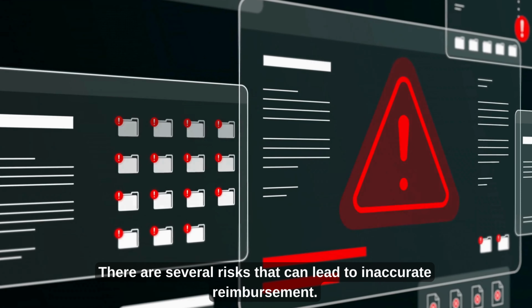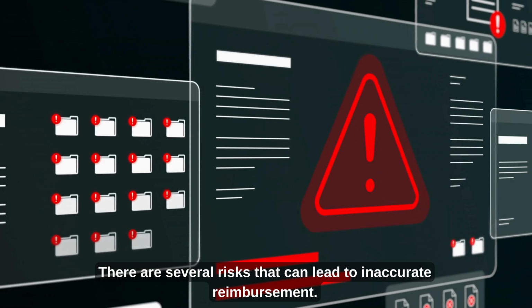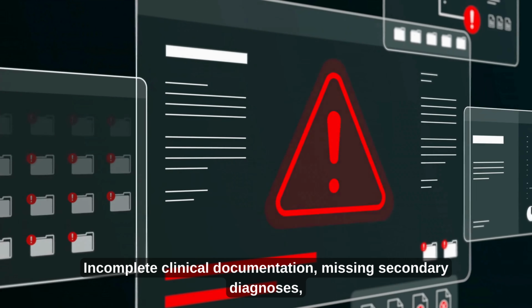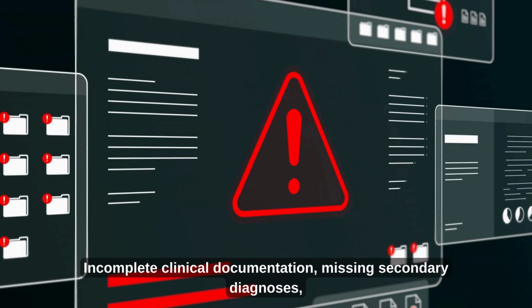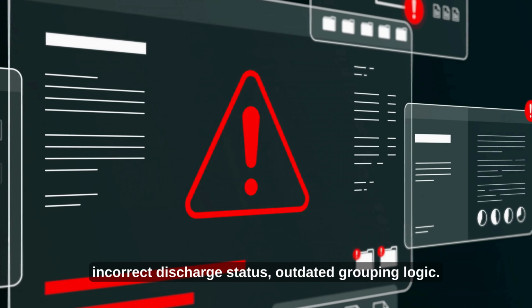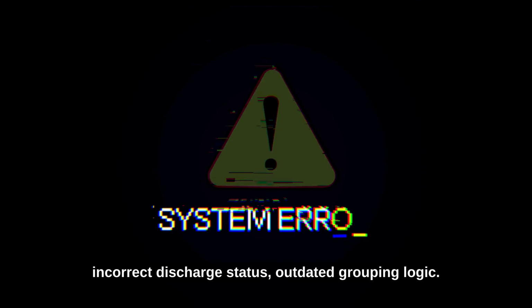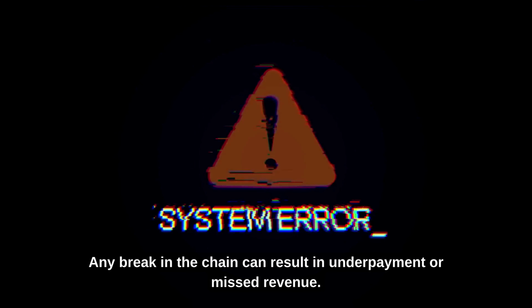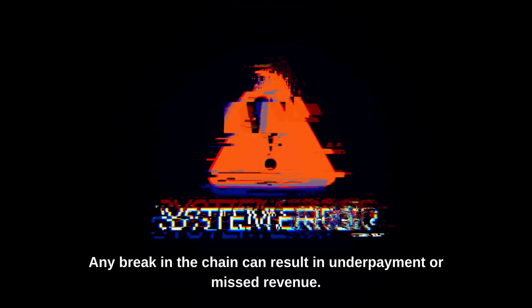There are several risks that can lead to inaccurate reimbursement: incomplete clinical documentation, missing secondary diagnoses, incorrect discharge status, outdated grouping logic. Any break in the chain can result in underpayment or missed revenue.